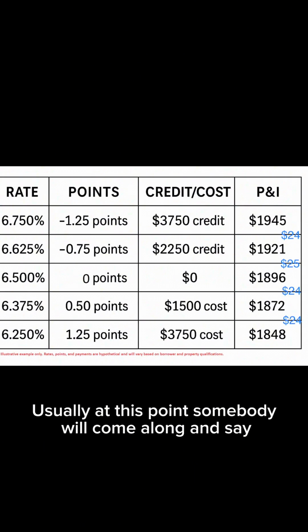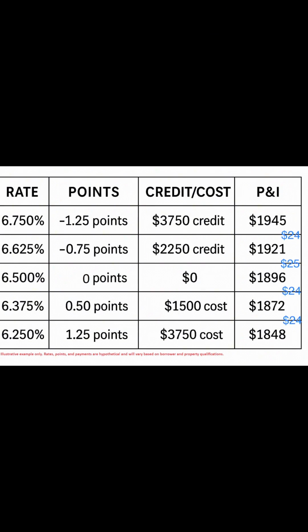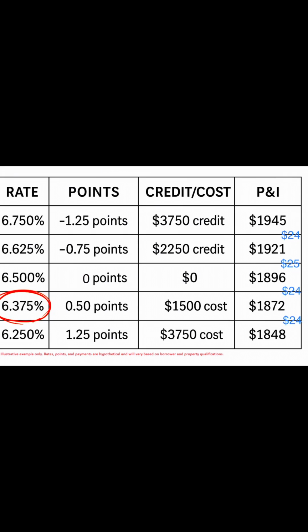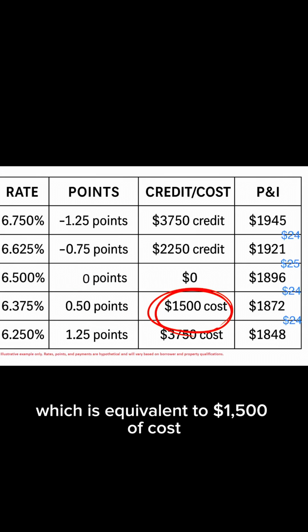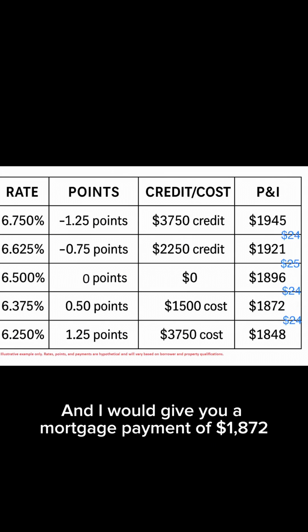Usually at this point, somebody will come along and say, well, my friend or a family member has gotten a lower rate. Can you help me out? Yes, we can. So the next step below that would be a rate of 6.375%. But as you can see, there's prepaid interest associated to that of 0.5 point or 0.5%, which is equivalent to $1,500 of cost that you would have to pay at closing. Now, as you can see, this would drop your monthly mortgage payments by $24. That's a little blue number all the way to the right. And that would give you a mortgage payment of $1,872.